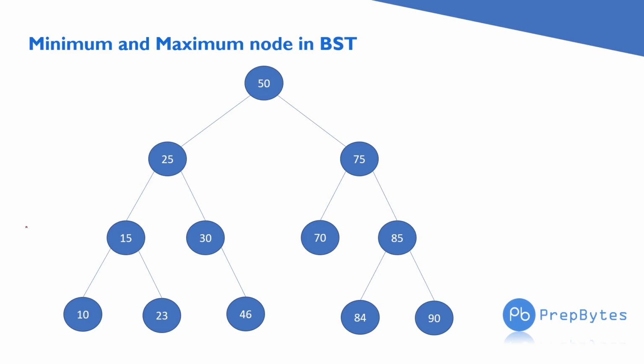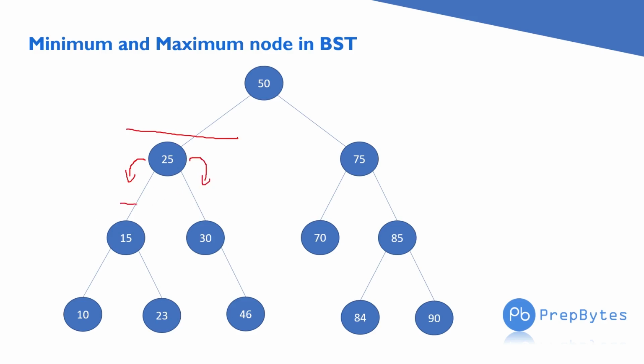So what is the minimum and maximum element in the tree that you can see on your screen? So what is the minimum element? Every element on the left hand side is less than 50 and every element on the right hand side is greater than 50. I told you, so you know this much about BST. Now when we come to 25, that is the left subtree, every element on the left hand side of 25 is less than 25 and every element on the right hand side of 25 is greater than 25, correct?